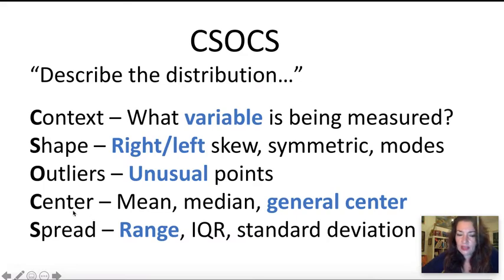And then we have the center where we talk about either the mean or the median, or basically generally where the center is. You always want to say the center is approximately at, or the mean is approximately at, or the median if you don't know exactly. Then we have the spread, which is measures of spread are range, IQR, and standard deviation. And we will be examining all of these more closely later on.